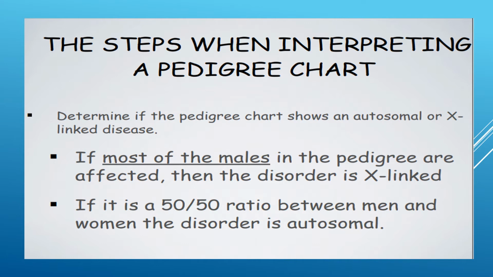Mostly by looking at the pedigree, we can simply get an idea about this: if mostly males are affected, then that is an X-linked disease. If there are 50-50 chances, then we can say it is an autosomal disease.